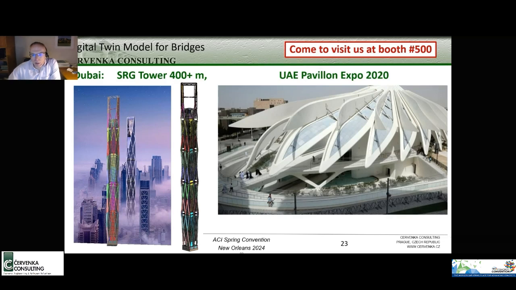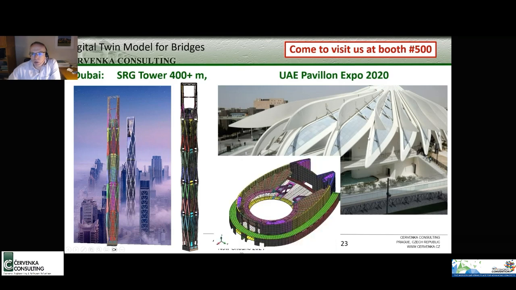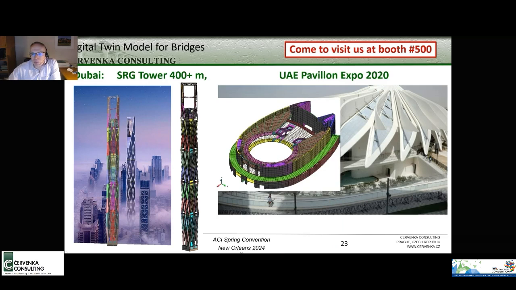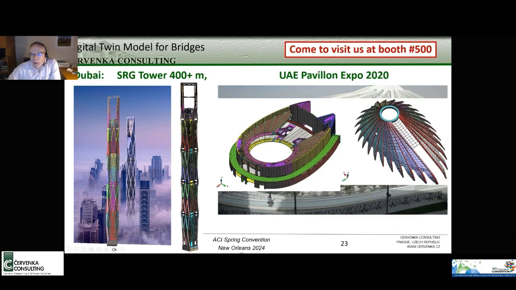Now I would like to finish my presentation with a few more examples from other structures. So here's an application of nonlinear analysis to high-rise buildings, to some special buildings like this UAE pavilion, United Arab Emirates pavilion at Expo 2020. Here you see the model of this very nice architecture, very pleasing building. The roof seems to be like the wings of a falcon, which should represent the wings of a falcon.